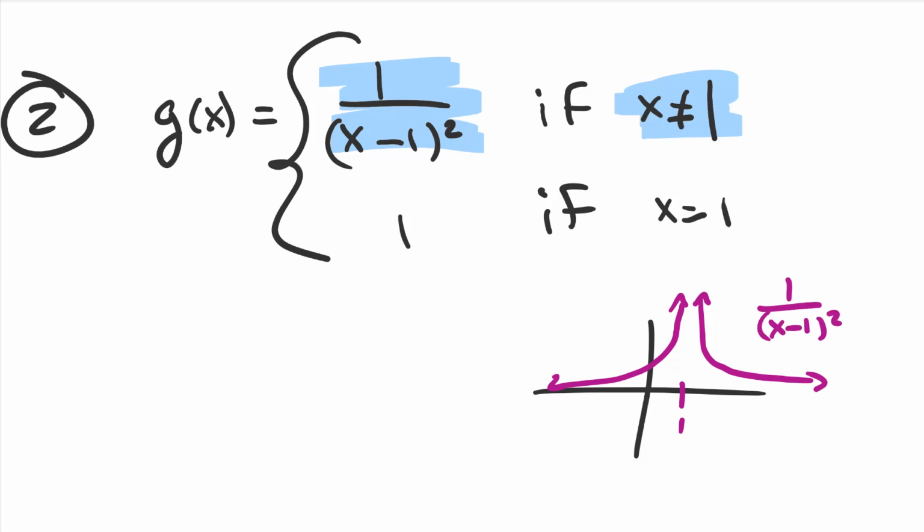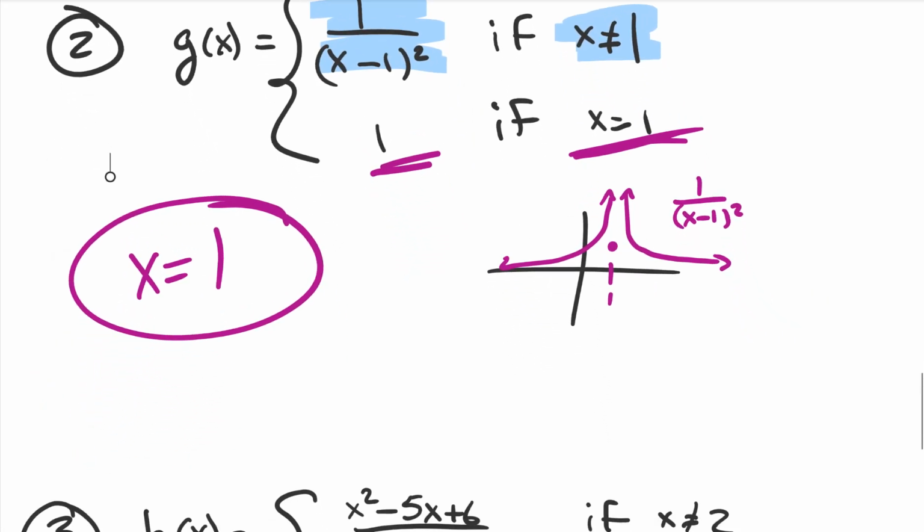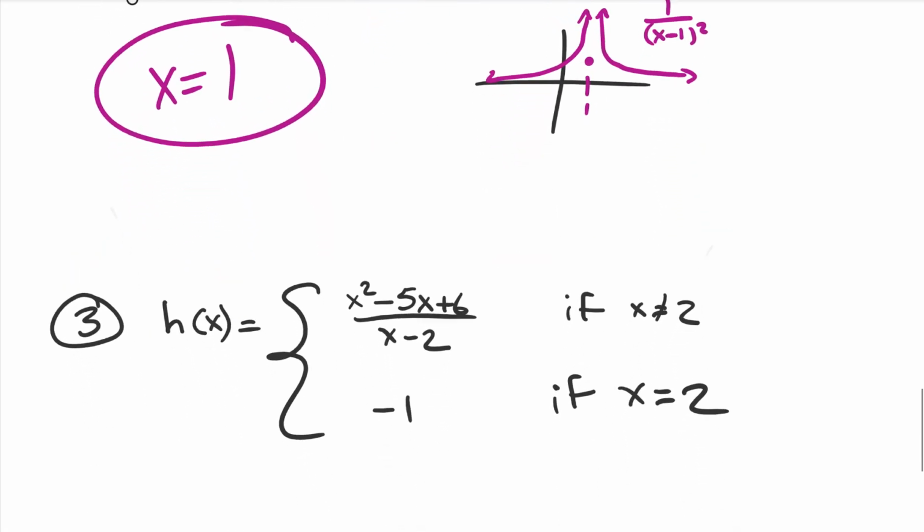So it's saying, but when x equals 1, the y value is 1. So we must be right here. Does that look continuous to you? Nah, I don't think so. X equals 1 makes our function discontinuous. It's not continuous. Cool. Moving to the next.